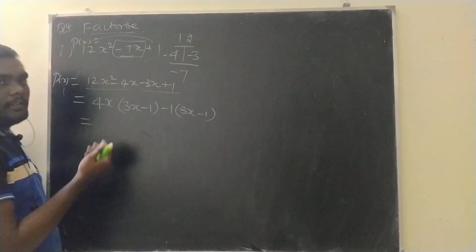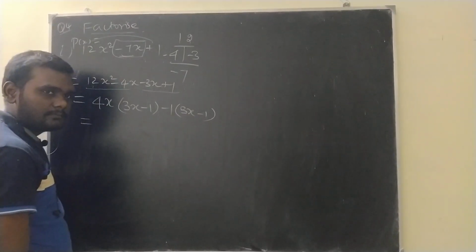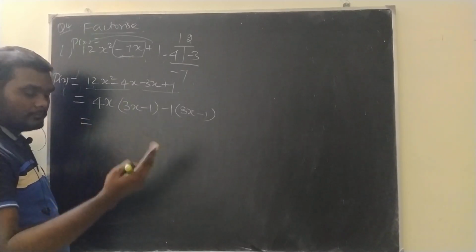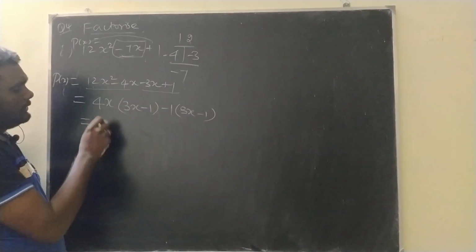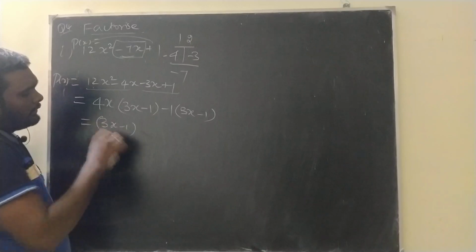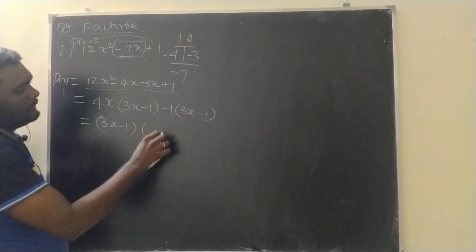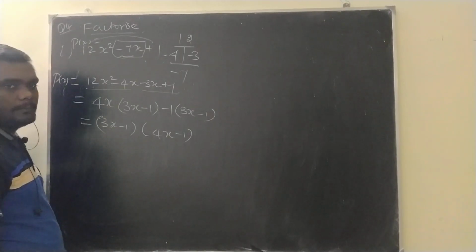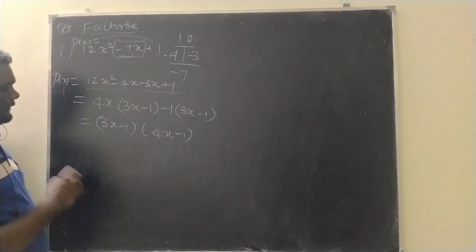So now how many terms are there? 2 terms. From these 2 terms, this 3x minus 1 is common. So the answer is 4x minus 1 and 3x minus 1. That is all. Second subdivision.